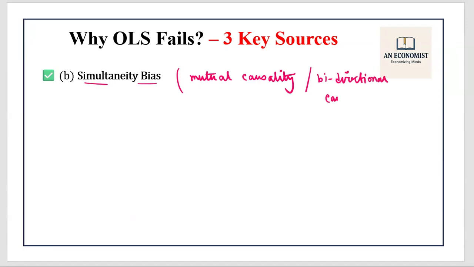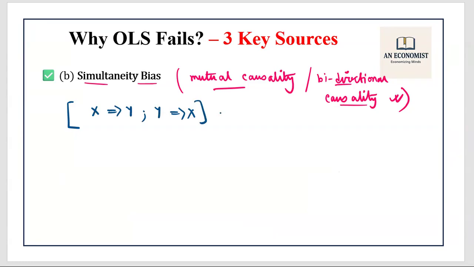Bidirectional causality is present, right? When mutual causality or bidirectional causality is present, simultaneity bias occurs. So it basically means X affects the variable Y, but Y also affects the variable X. If this is the scenario, X affects Y and Y also affects X.